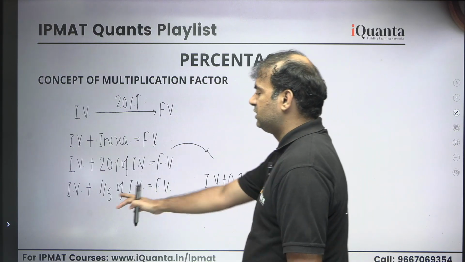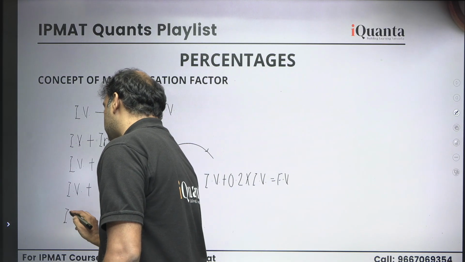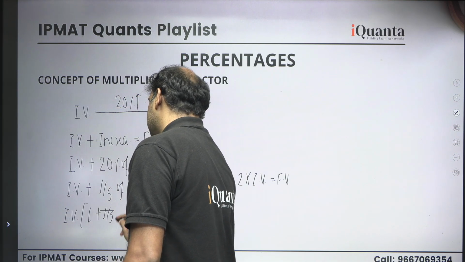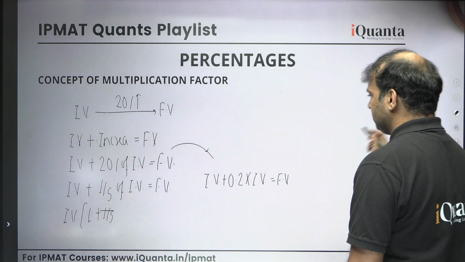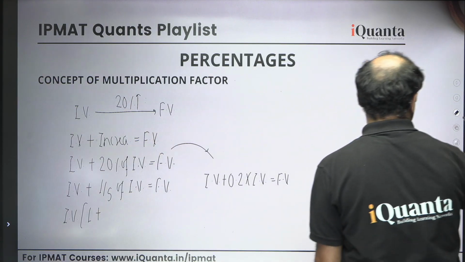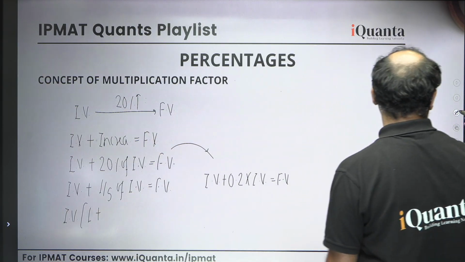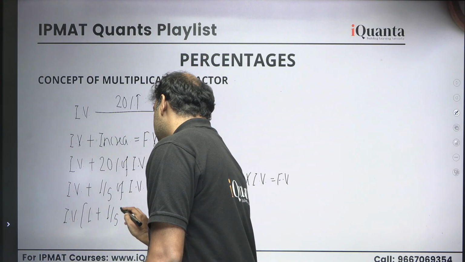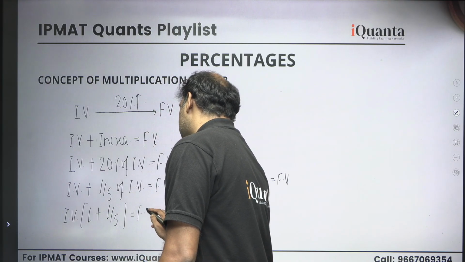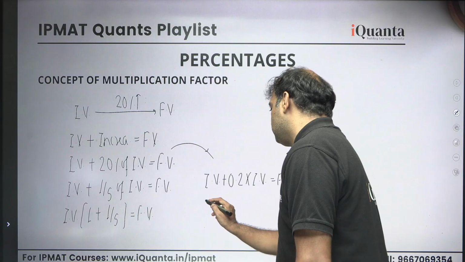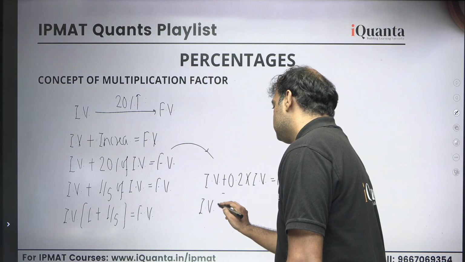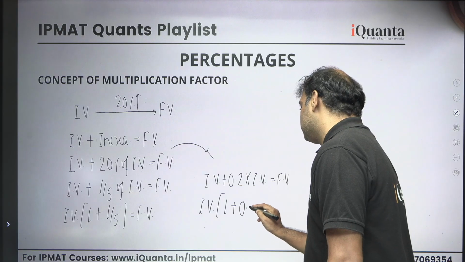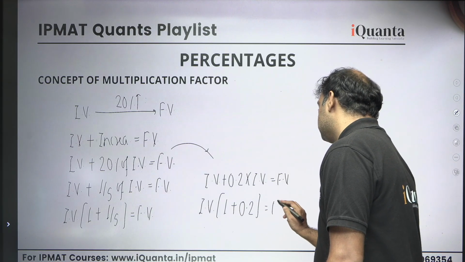Now in this method, if we take initial value as common, we'll have 1 plus 1 by 5, right? Simple. So in the first method this is initial value in the bracket 1 plus 1 by 5, and the right hand side is the final value, right guys? In the second one, again if we take initial value as common, in the bracket it must be 1 plus 0.2, all right? So 1 plus 0.2 has to be the final value, simple as that.